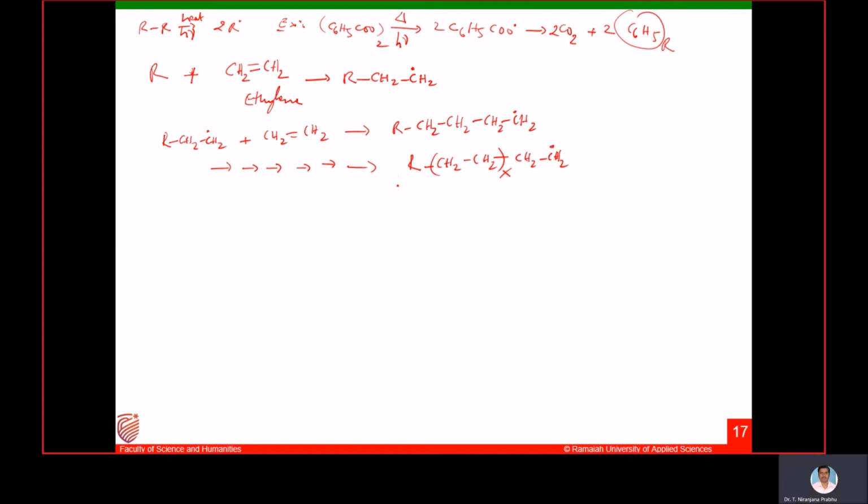Okay, I will write another chain. For the next step, I need to show you the termination reaction. Y times CH2 CH2 dot. Okay, so this is chain growth. This is initiation. Step 1, chain growth or chain propagation.